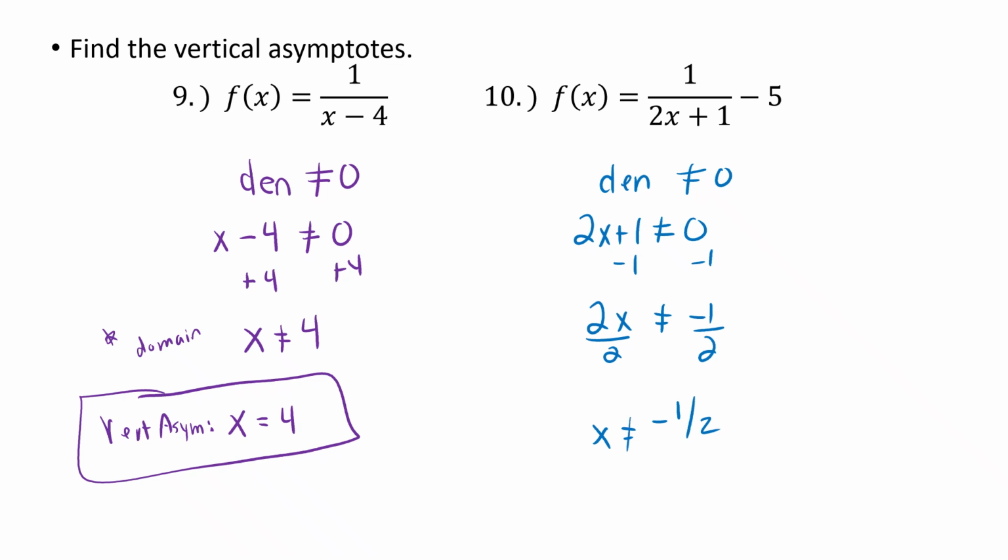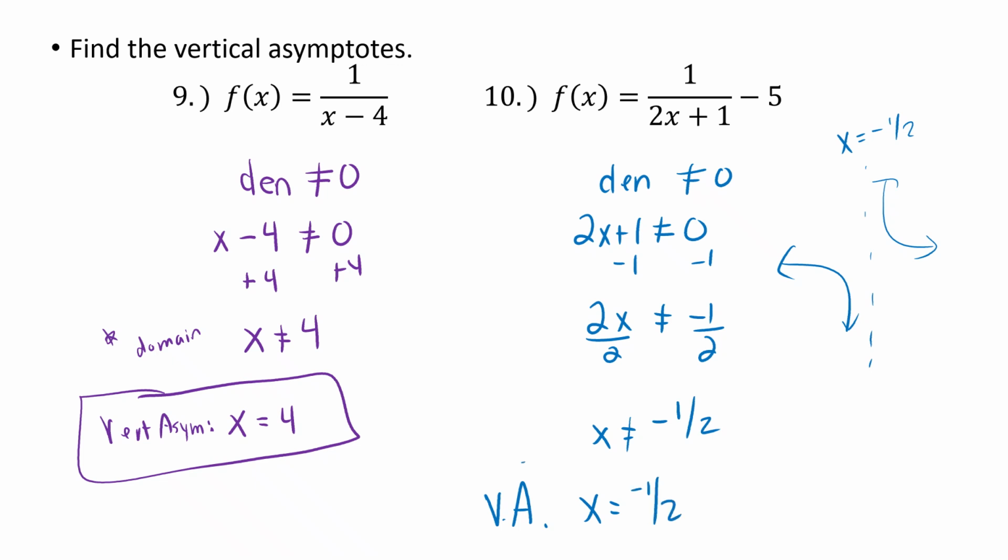That's the break in it. That's where you go from this little piece over here to this piece over here. That break is happening right at x equals negative 1/2. So where is the vertical asymptote? The vertical asymptote is at x equals negative 1/2.